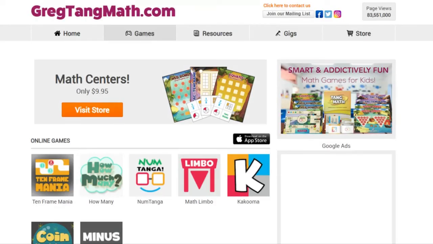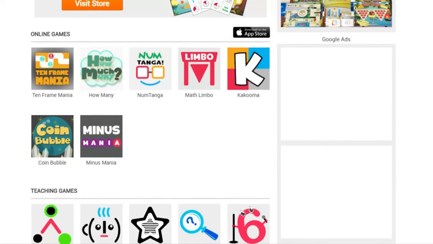There are some games here. Some of my favorites right now are Kakuma, which is like a fluency game.